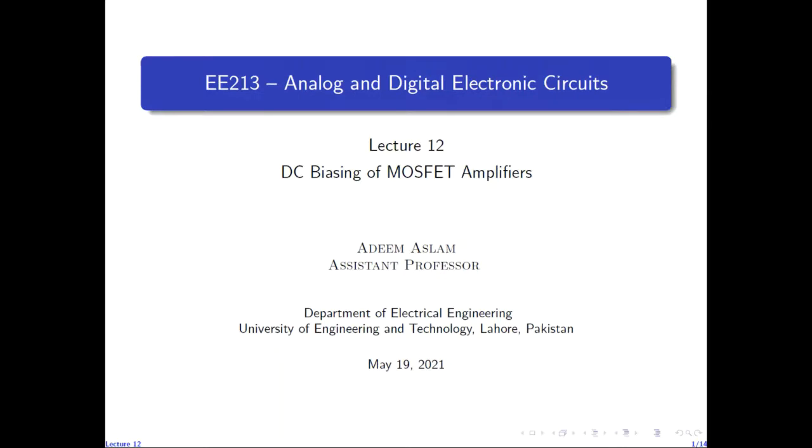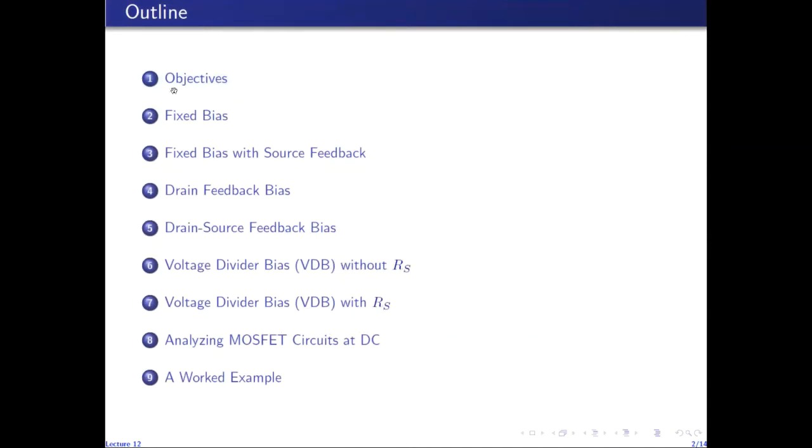Welcome to the 12th lecture on analog and digital electronic circuits, in which we will study DC biasing of MOSFET amplifiers. After quickly reviewing the need for biasing of an amplifier, I will discuss different biasing schemes. In fact, we will study these 6 different biasing schemes for MOSFET amplifiers. And then I will lay down some guidelines for analysis of MOSFET circuits at DC in general. And then I will end this lecture with a worked example.